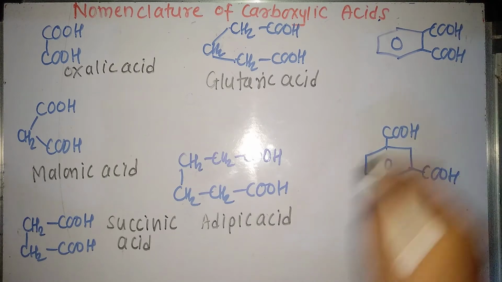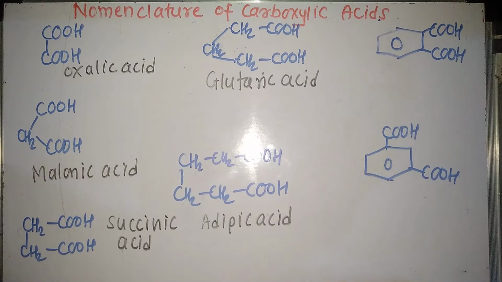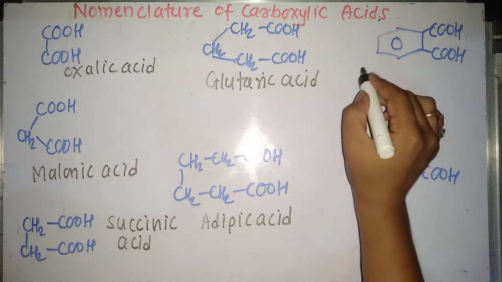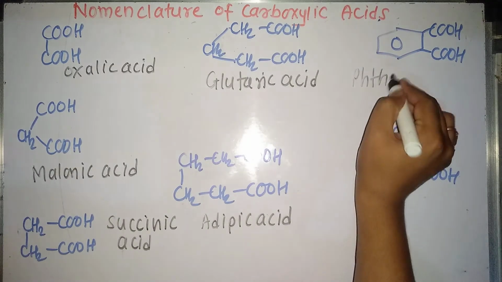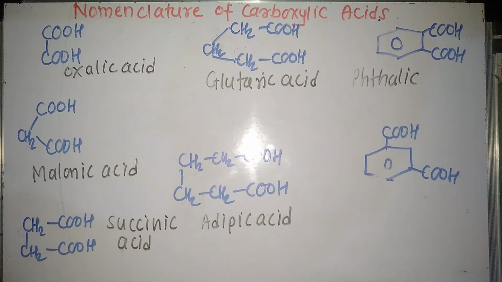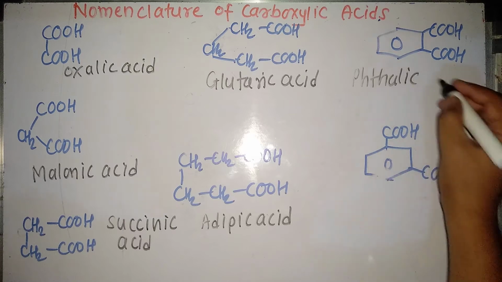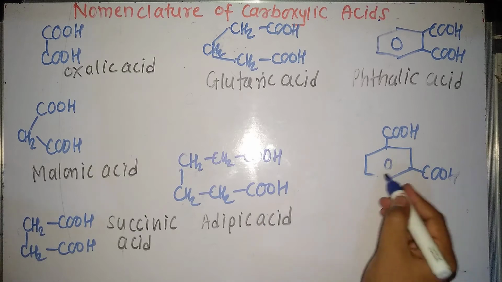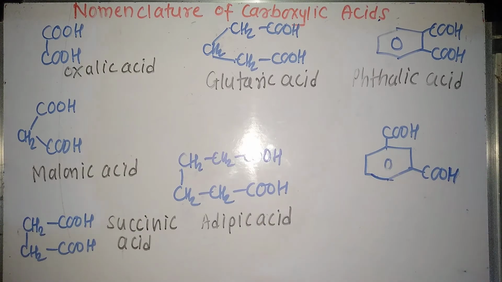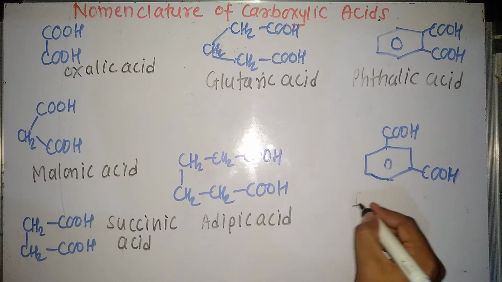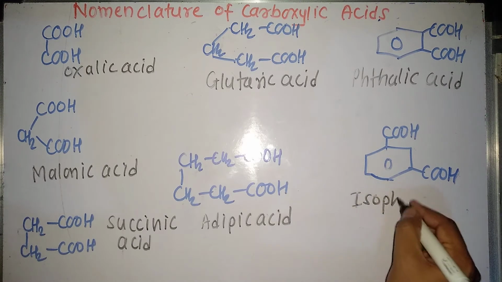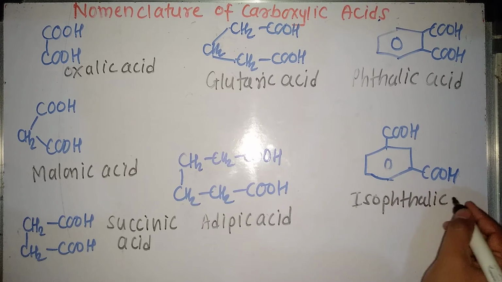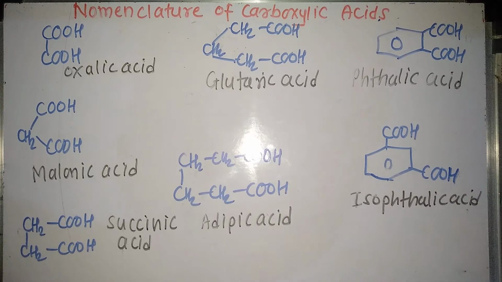If we have two carboxylic groups on the benzene ring at the 1,2 position, then it is called phthalic acid. If there is only one carboxylic group, then it is called benzoic acid. But if two carboxylic groups appear at the 1,2 position, then it is called phthalic acid. Similarly, if we have two carboxylic groups at the 1,3 position, then it is called isophthalic acid.